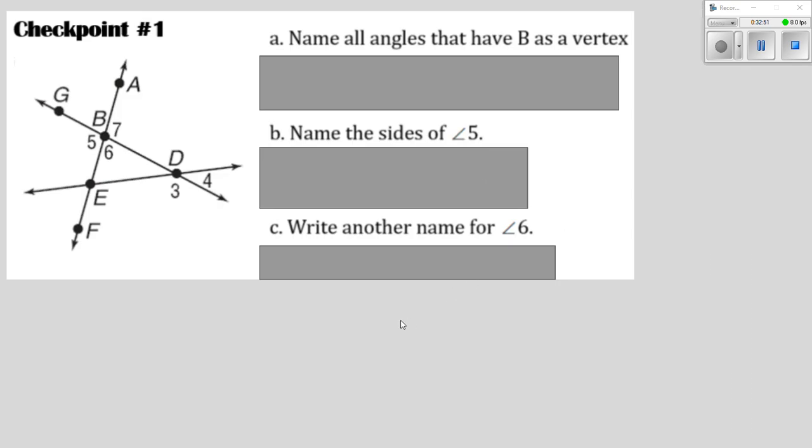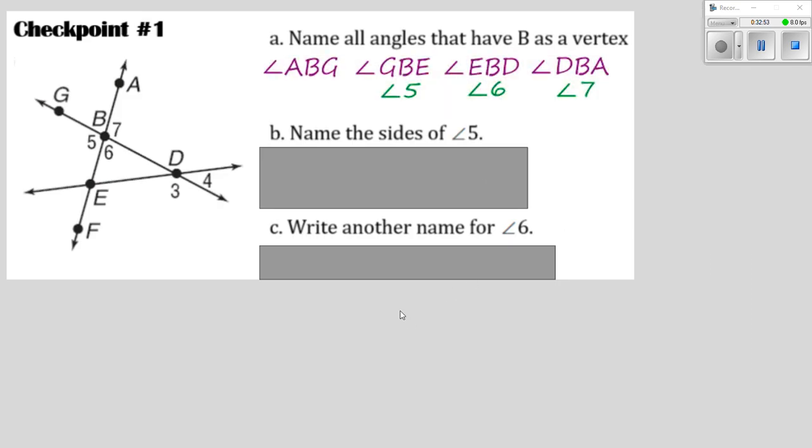Okay, checkpoint 1. A, the angles ABG, angle GBE, angle EBD, angle DBA. So these three, either you label it angle 4, 5, 6, or 7. If you had angle GBA, that's fine. If you had it reversed where you have EBG, that's fine. DEB, you get the gist. As long as that B is the vertex, you should be fine.